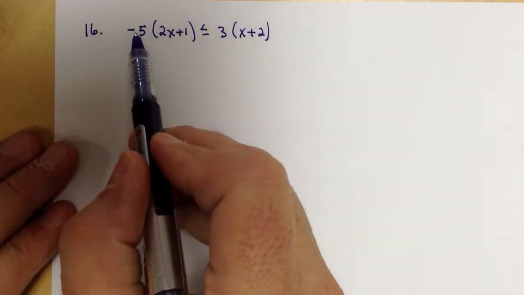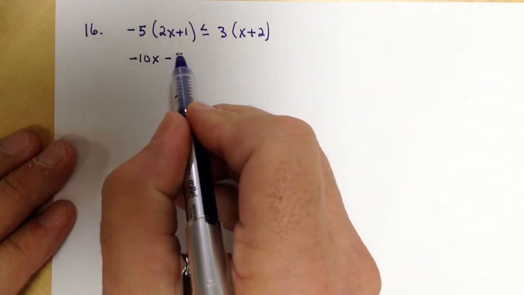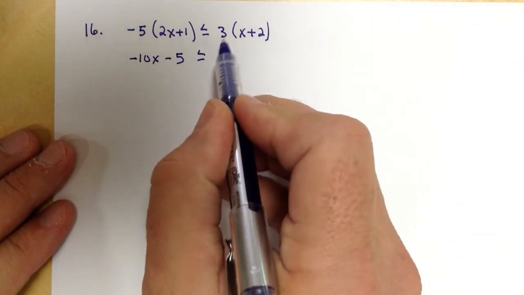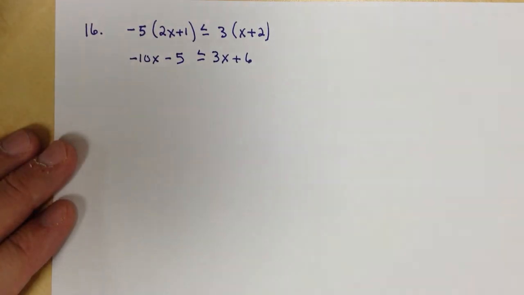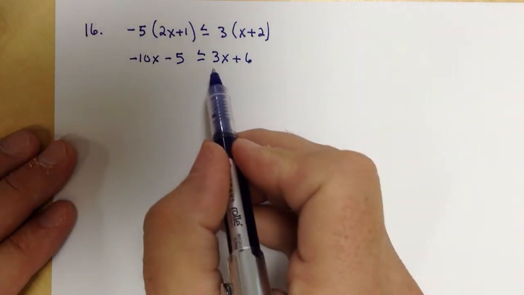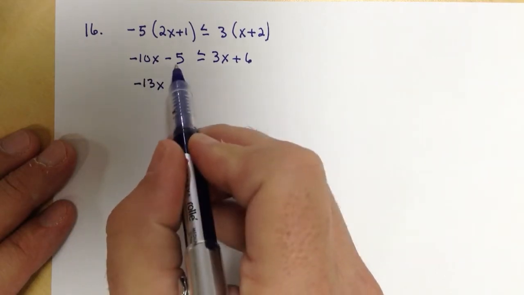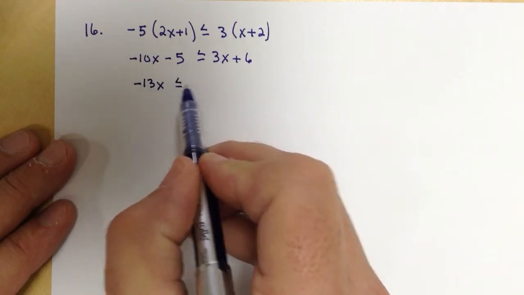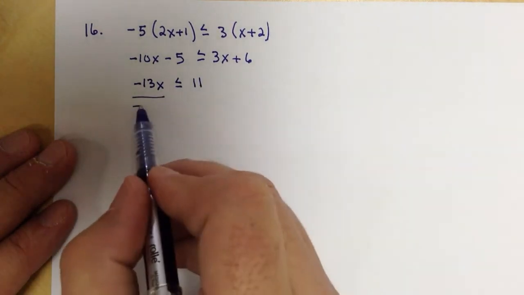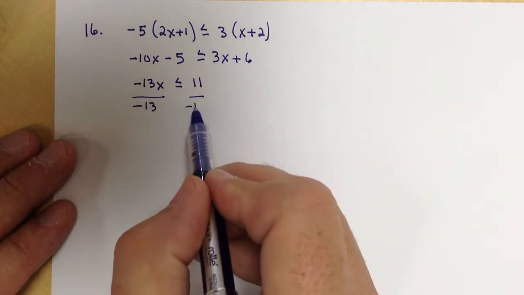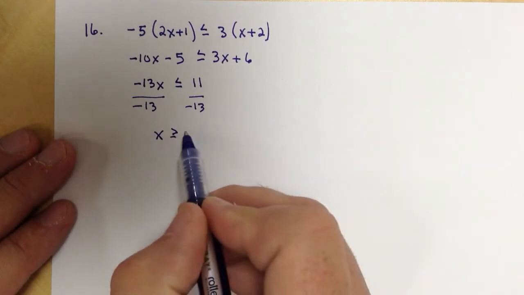16, distribute the negative 5. Distribute the 3. Get all the x's on one side. So I'm going to subtract 3x. I'm going to add 5. Divide by negative 13. Divided by negative, so flip that sign.